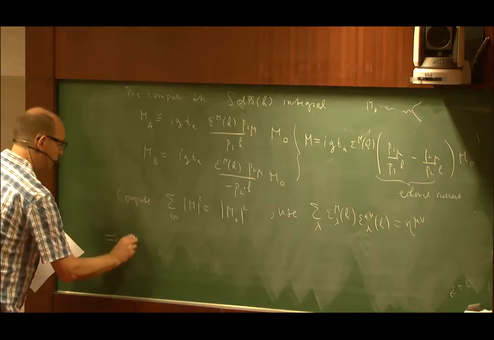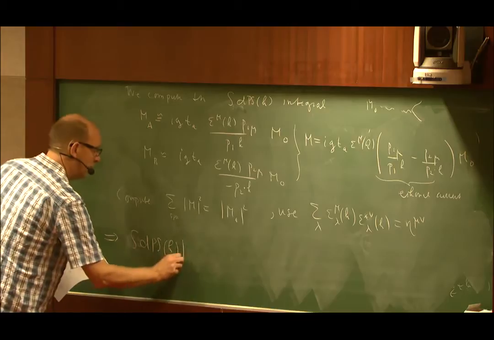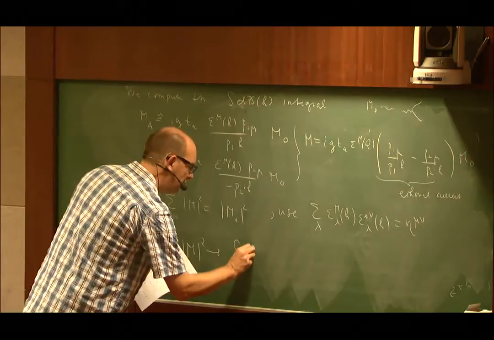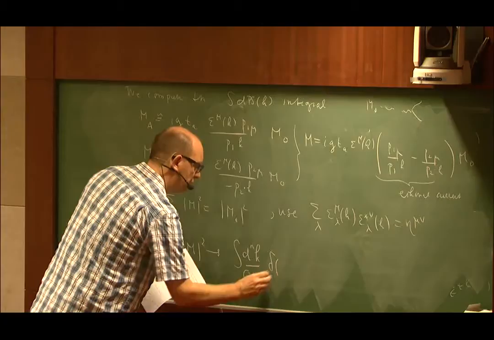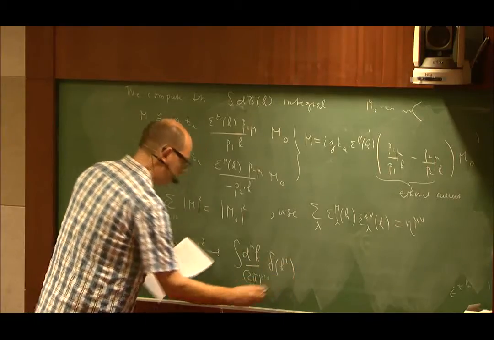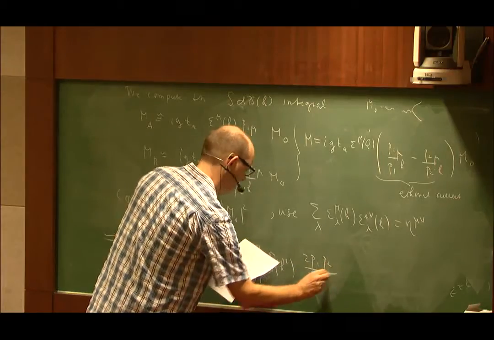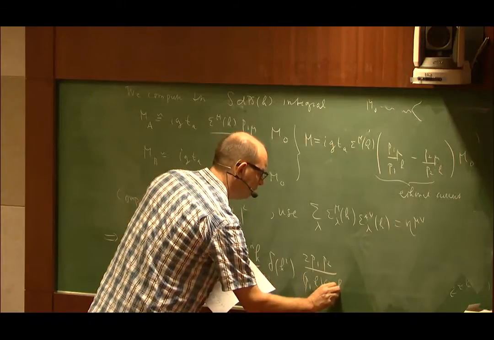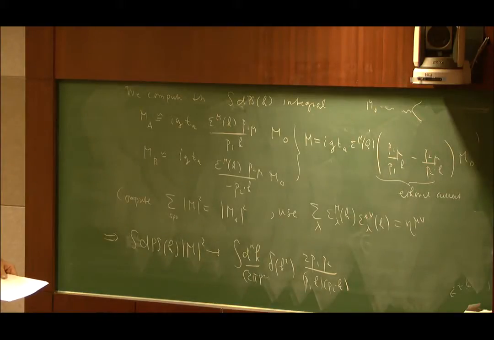So we get that the integral over the phase space of k of M squared becomes, now we can be a bit more explicit, d^n k over (2 pi)^n delta of k squared, times 2 p1 dot p2 over p1 dot k p2 dot k. That's what we have to compute.